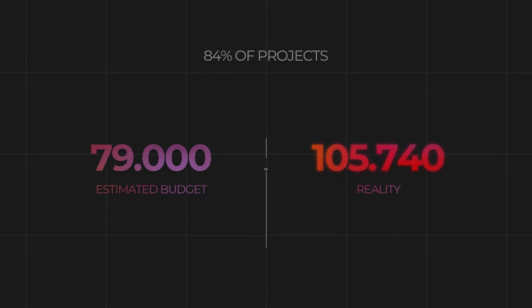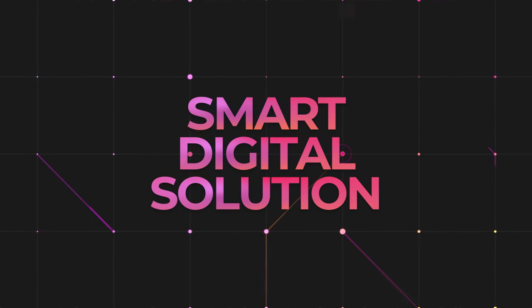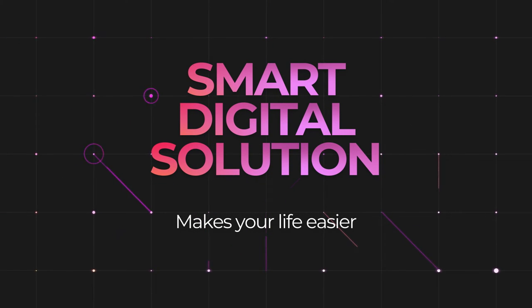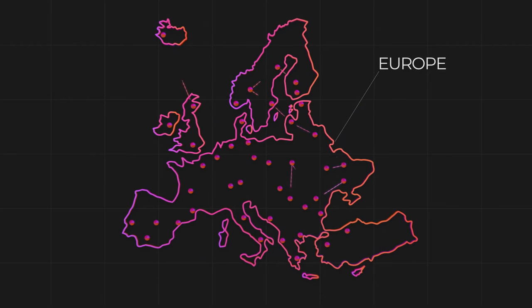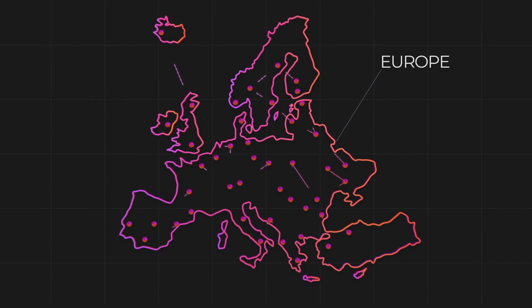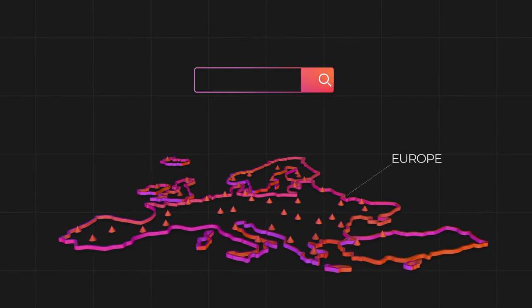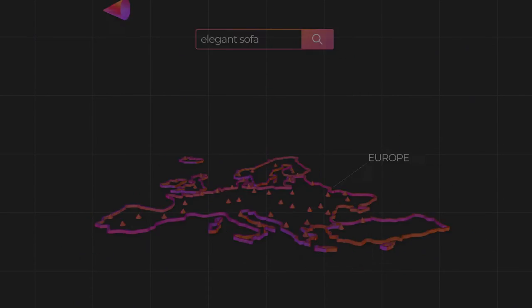In response to this, OCCO has created a smart digital solution. Our mission is to give you more time to work on a design and make your life easier by digitizing time-consuming work processes. OCCO Digital Marketplace provides access to high-quality interior design brands directly from factories all over Europe. OCCO Search Engine allows you to discover the most relevant products in just a few clicks.